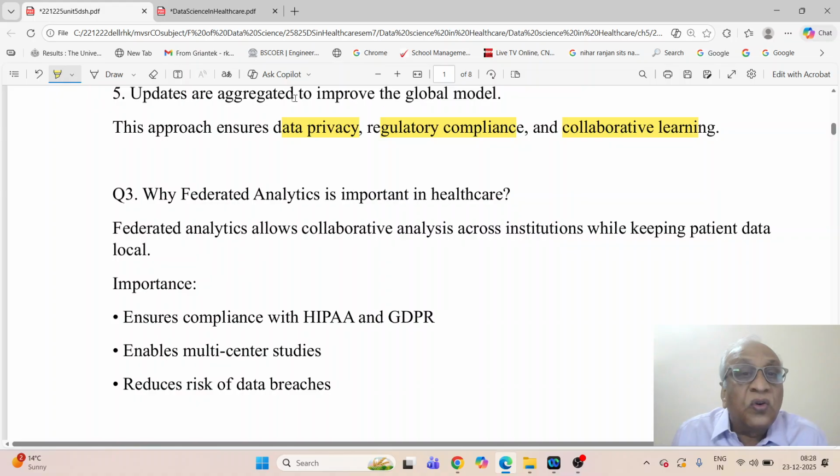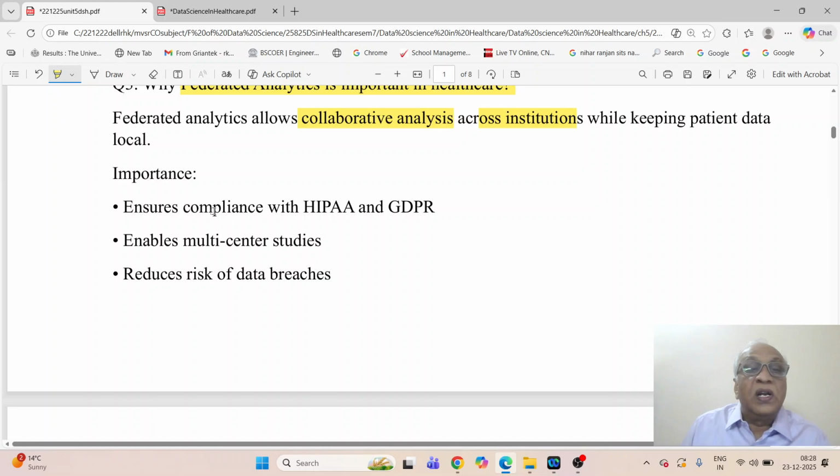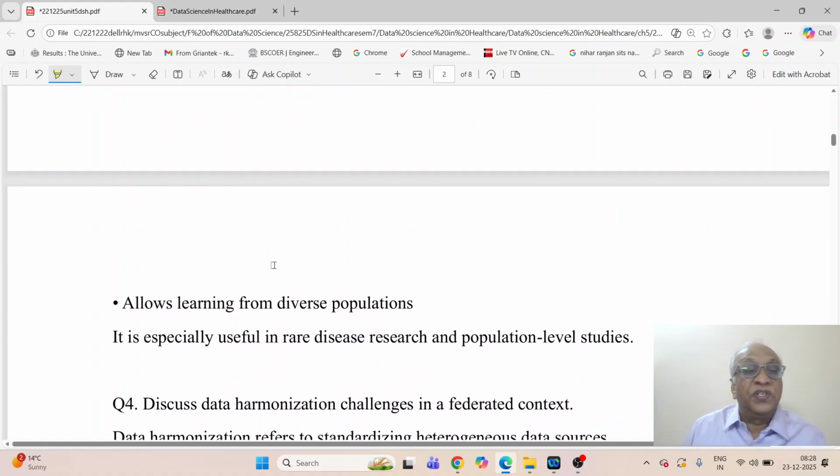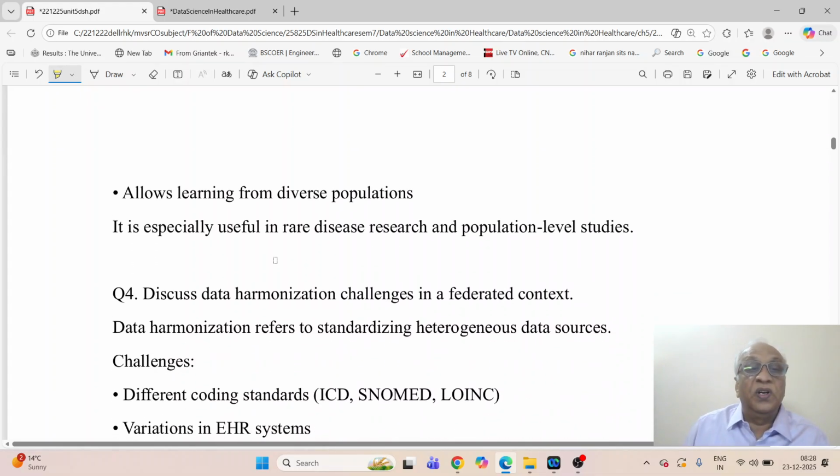Now, here the question speaks about why federated analytics is important in healthcare. So, what federated analytics does, it will be allowing collaborative analysis across multiple institutions, keeping patient data locally. Okay, so regulatory agency compliance with HIPAA and GDPR, multi-center studies are possible, risk of data breaches is reduced, learning from diverse population data is possible. It is useful in rare disease research and population level studies.